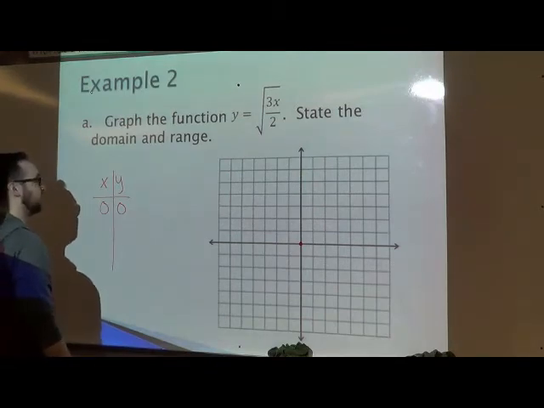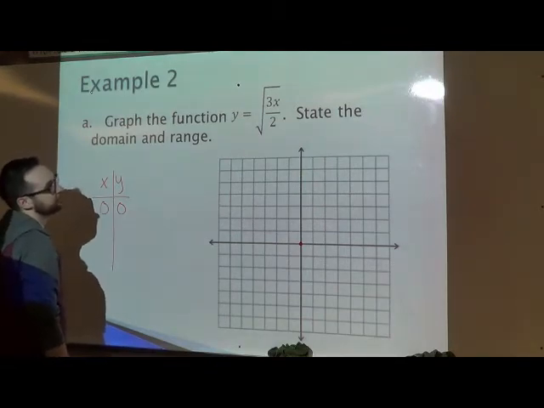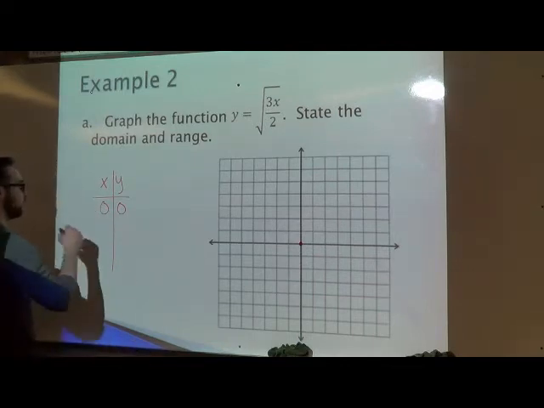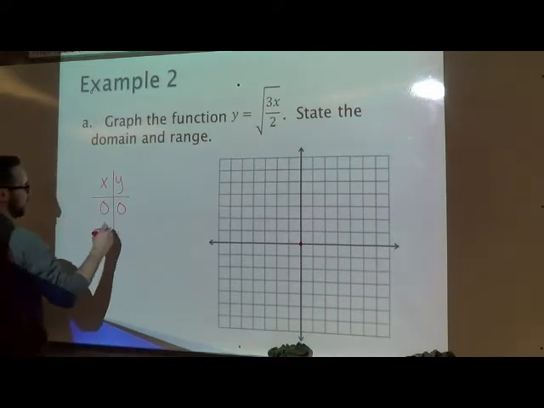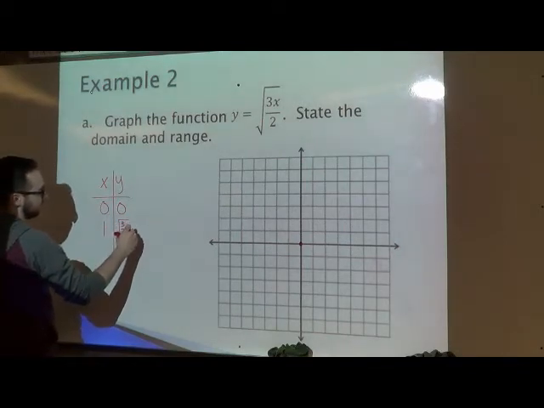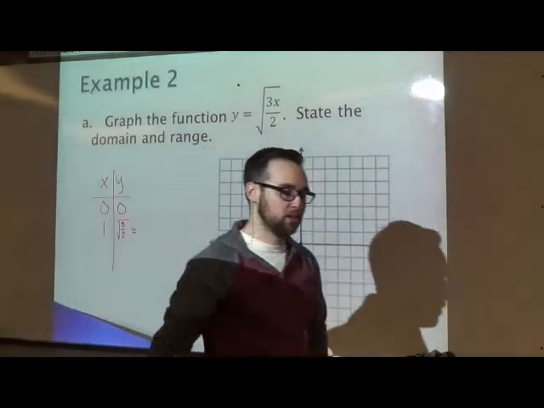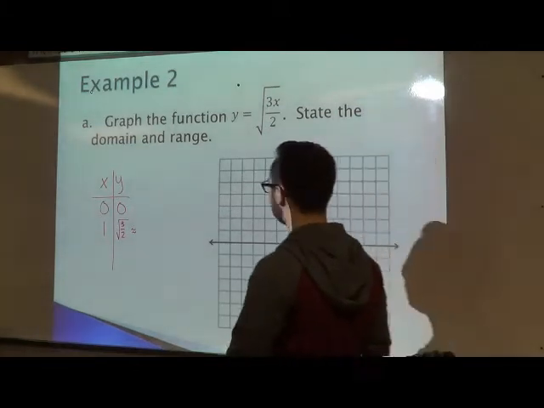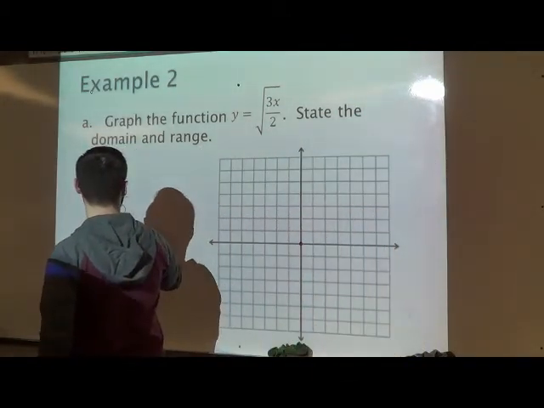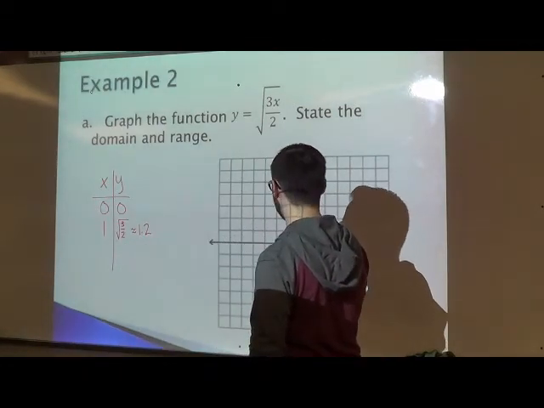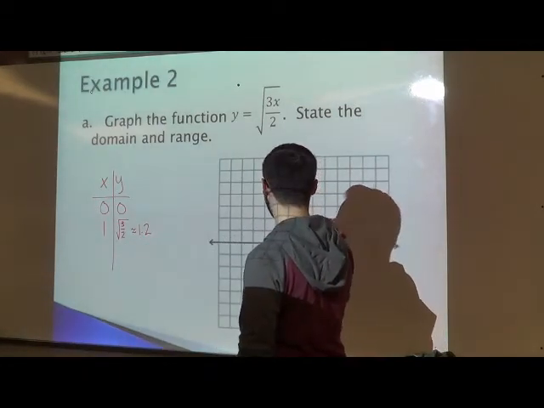Now if I plug in, that's not really going to matter because they're all going to be decimals. So if I were to plug in a 1, I get the square root of 3/2, which is approximately going to be 1.2. So when x is 1, this is at 1.2, and we'll just do one more.